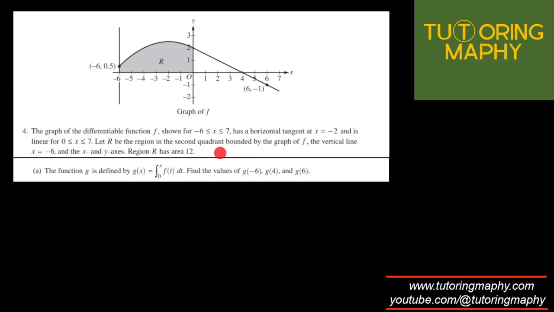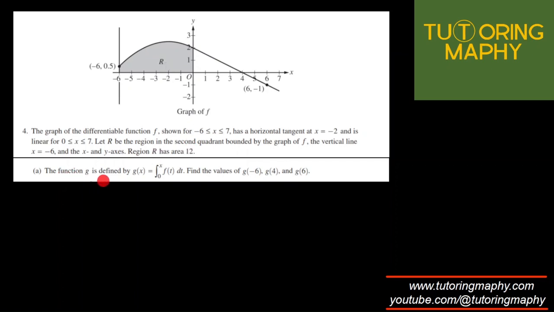Let R be the region in the second quadrant bounded by the graph as shown over here. This is the second quadrant, obviously. This is the y-axis, this is the x-axis. So this is the second quadrant, and R has been shaded already for us. The vertical line x equals -6, as we can see, and the y-axis bound it, so that makes sense. Okay, they have given that the area of this region is 12.